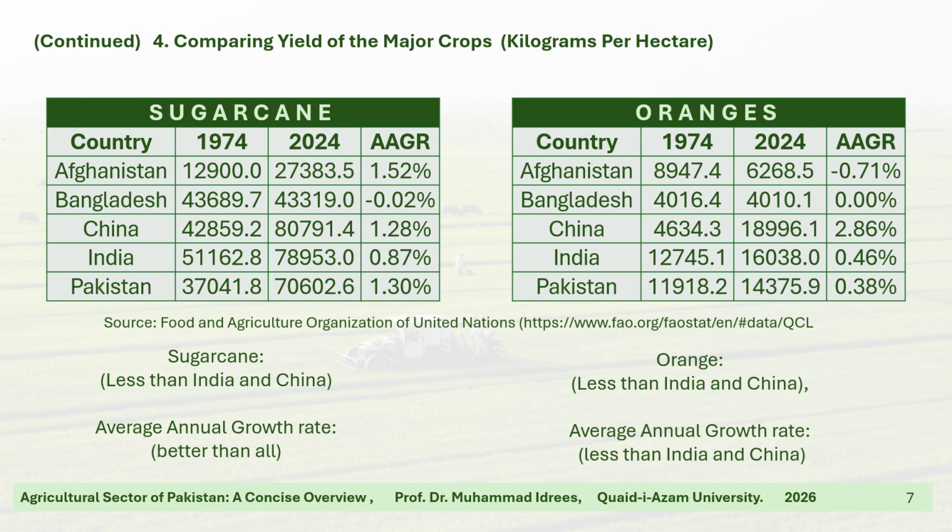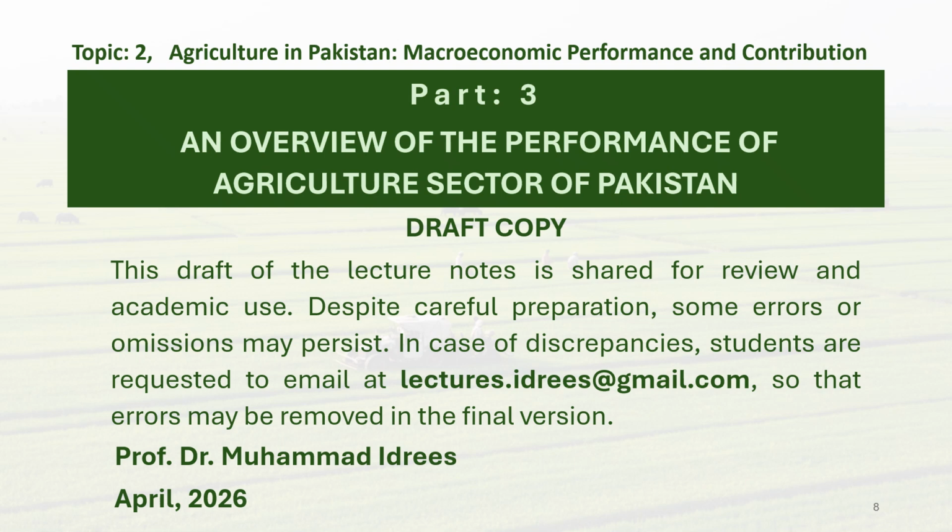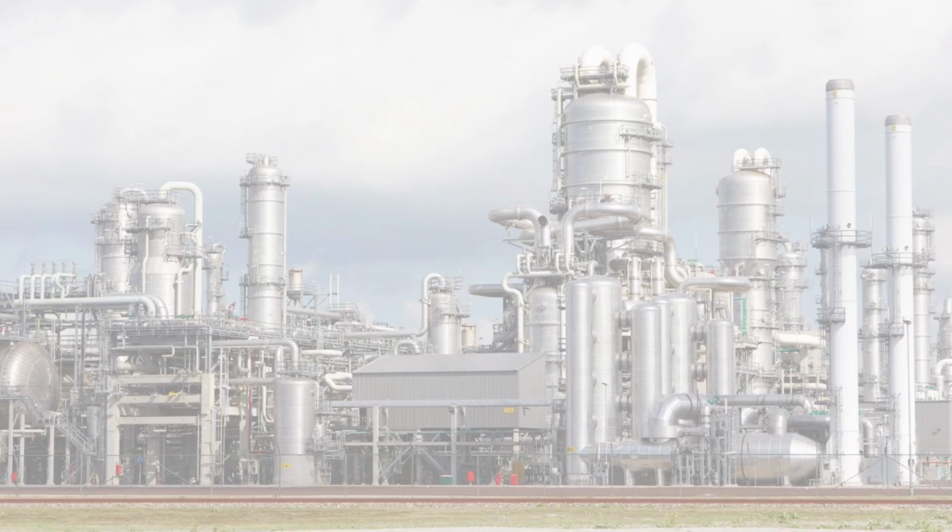So there is a substantial need to look into these. There is a need to substantially improve the per hectare yield. So there is a need for more innovation and more technology. This is all about an overview of the performance of agriculture sector of Pakistan.